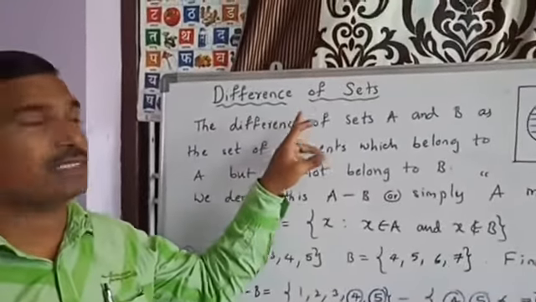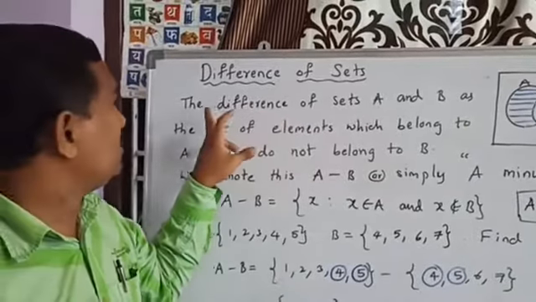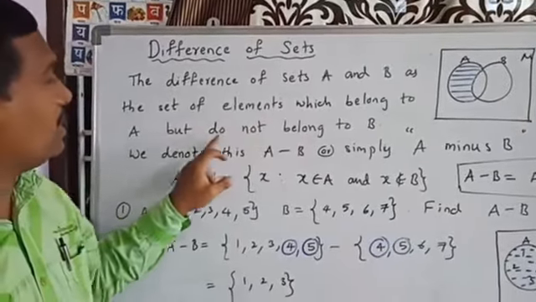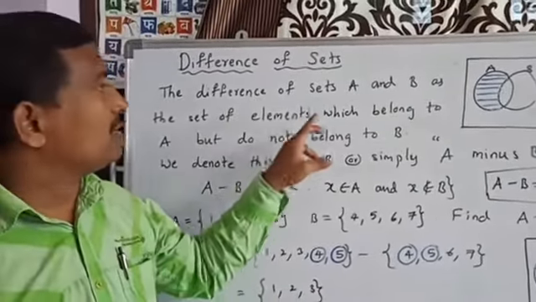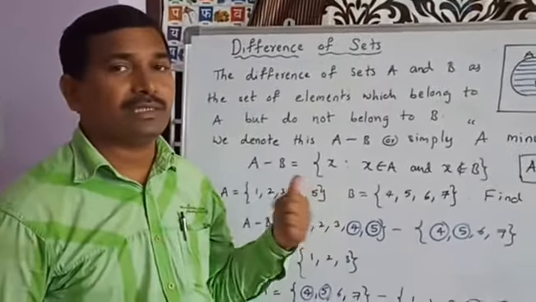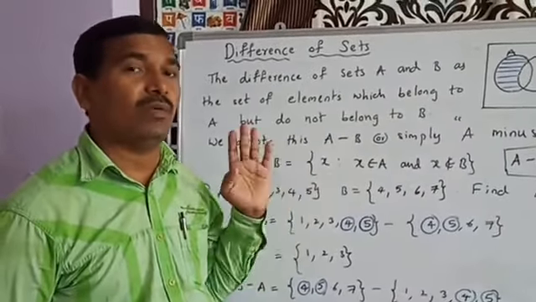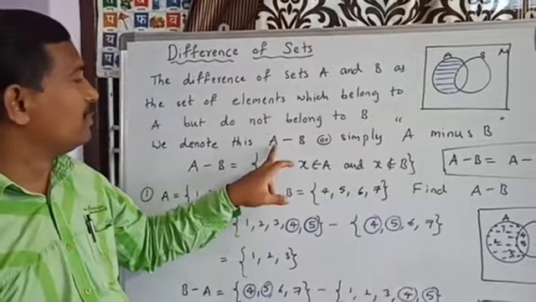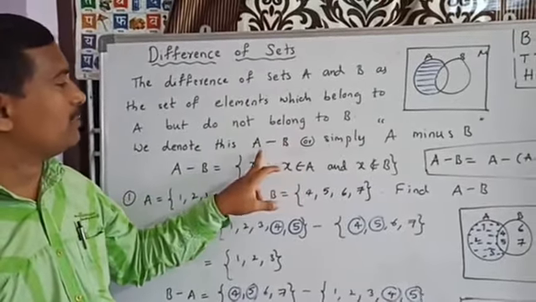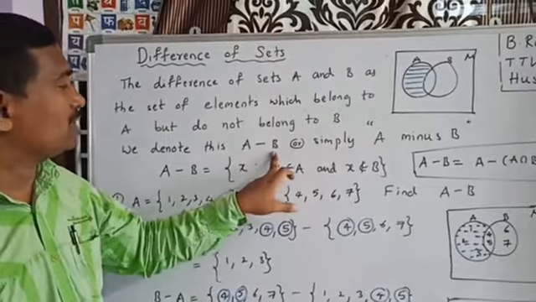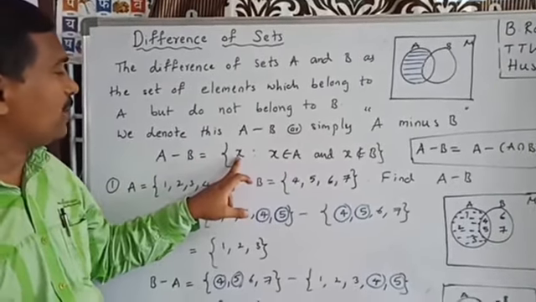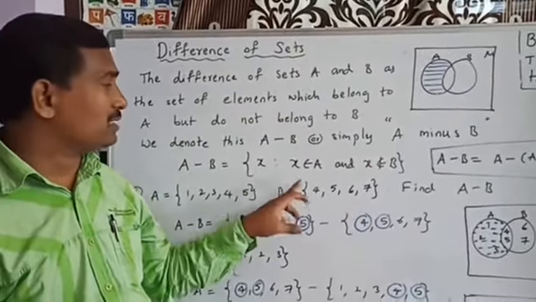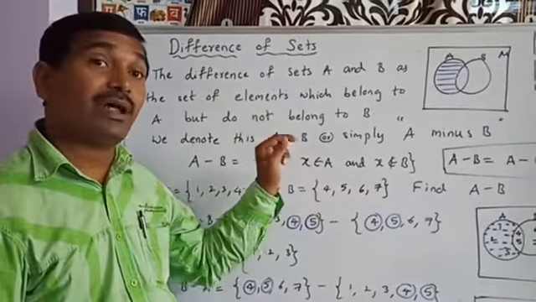So let us discuss difference of sets. The difference of sets A and B is the set of elements which belong to A but do not belong to B. We denote the difference of A and B as A minus B. Simply we can read it as A minus B. This is the notation: A minus B is the set of elements X such that X belongs to A and X does not belong to B.